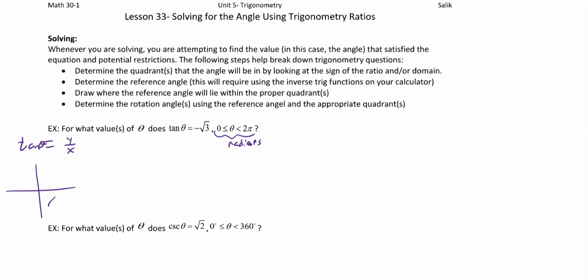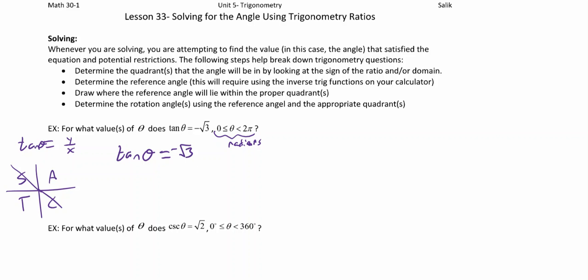First off, let's use our CAST rule. If we're using CAST, then this is negative. So where would that be negative? That's going to be negative in quadrant 2 and 4. So we're asking where is tan theta equal to negative root 3?